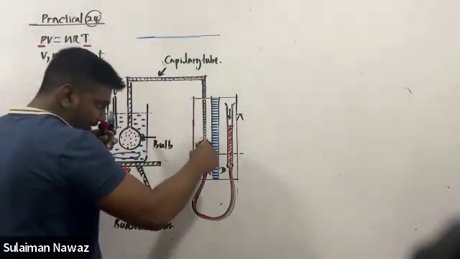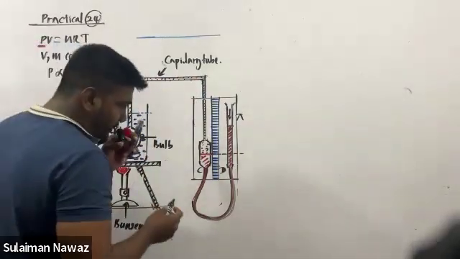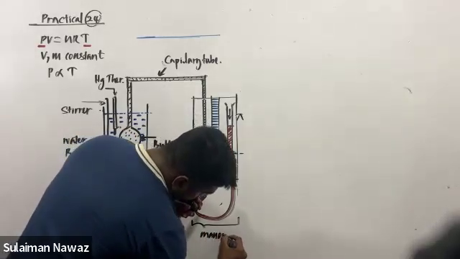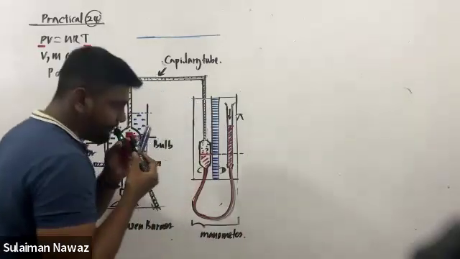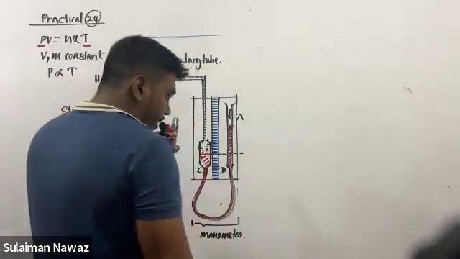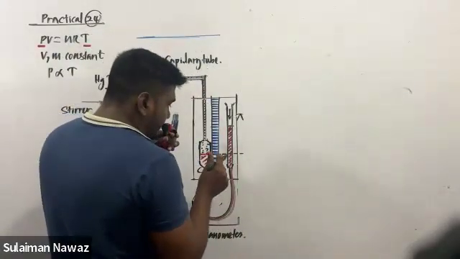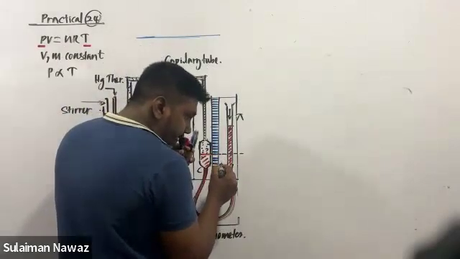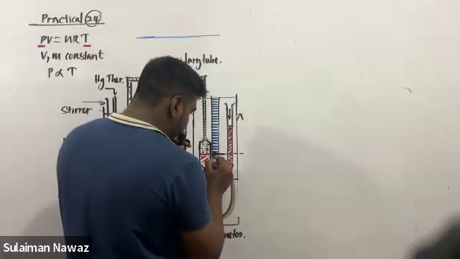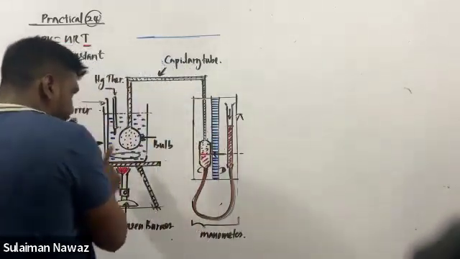Then you might ask, what is this setup? This setup is the manometer. You know what a manometer is. There is an indicator. I just mark this indicator like this. I will explain everything in detail.